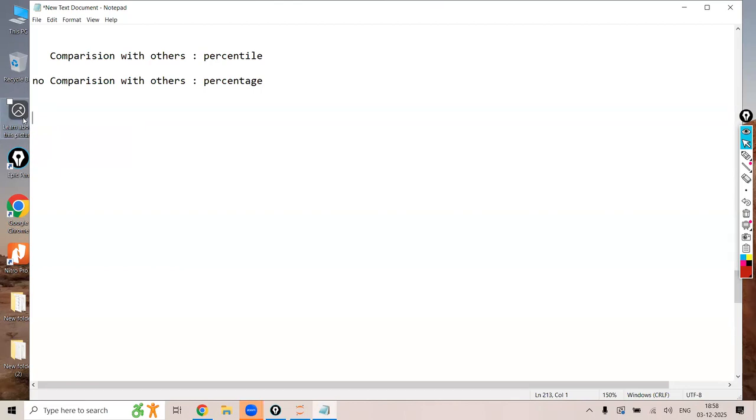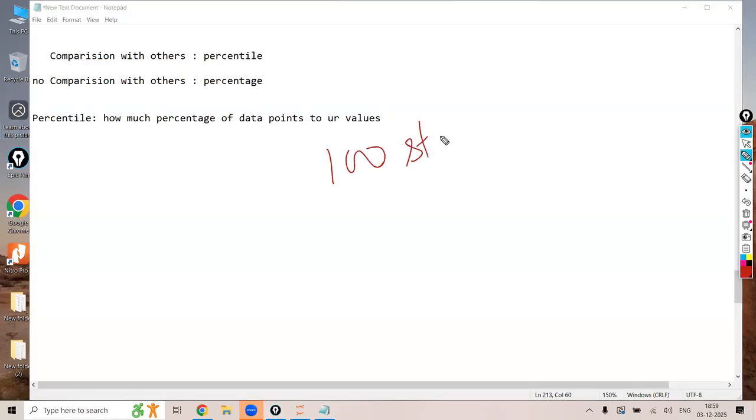Percentile means comparison. What is meant by percentile is how much percent of students are below you. How much percentage of data points are below your value. For example, say total 100 students are there. Let's take an example clearly, guys. Please don't write. This is slightly confusing and most people get confused. That is the reason I'm explaining clearly.